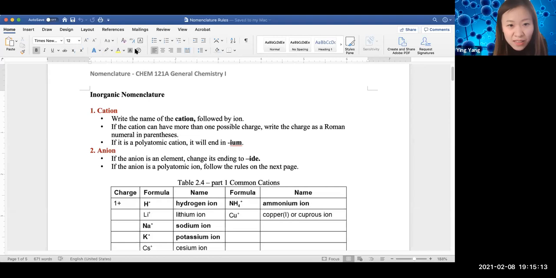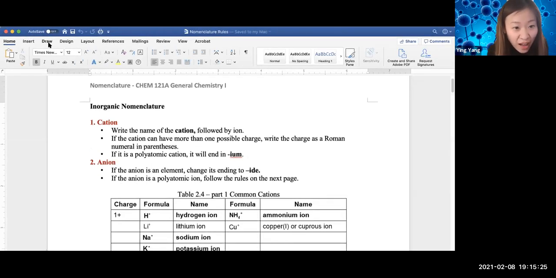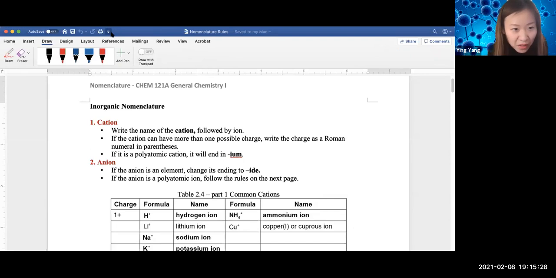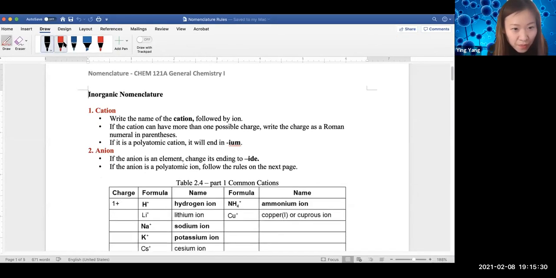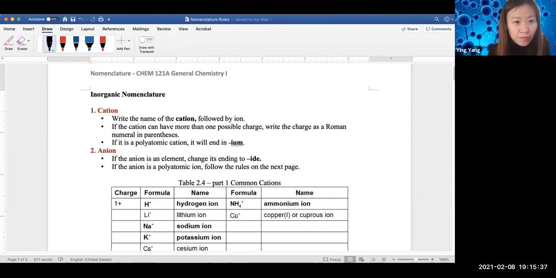Let me see if I can just... no. I'm trying to figure out if I can directly write on this file. Here we go. Can you see my drawing? Okay, perfect.